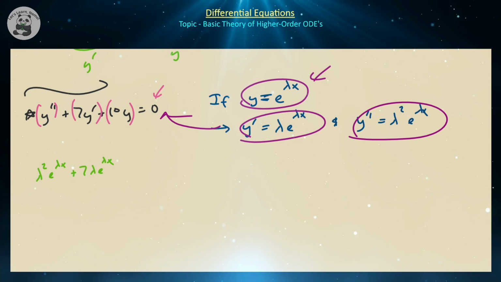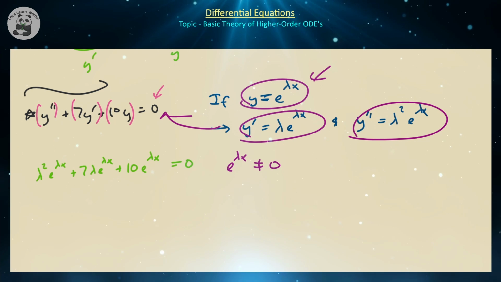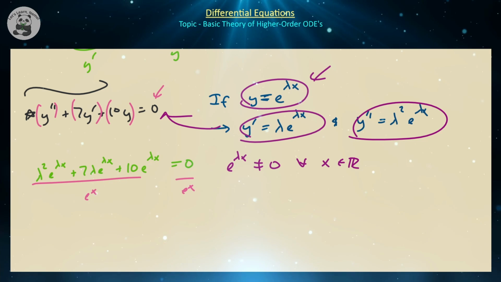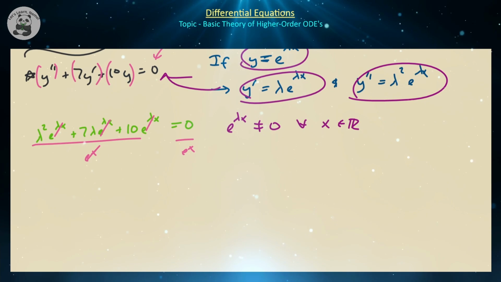Once we substitute, that's going to give us lambda squared e^(lambda x) plus 7 lambda e^(lambda x) plus 10 e^(lambda x), and that's going to be equal to 0. So keep in mind, e^(lambda x) is never going to be equal to 0, and that's going to be true for all x in the set of real numbers. It's either always going to be exponential decay or exponential growth. So we can divide both sides of this expression by e^(lambda x), and that's going to cancel our exponentials, and 0 divided by an exponential is going to be equal to 0 as well.